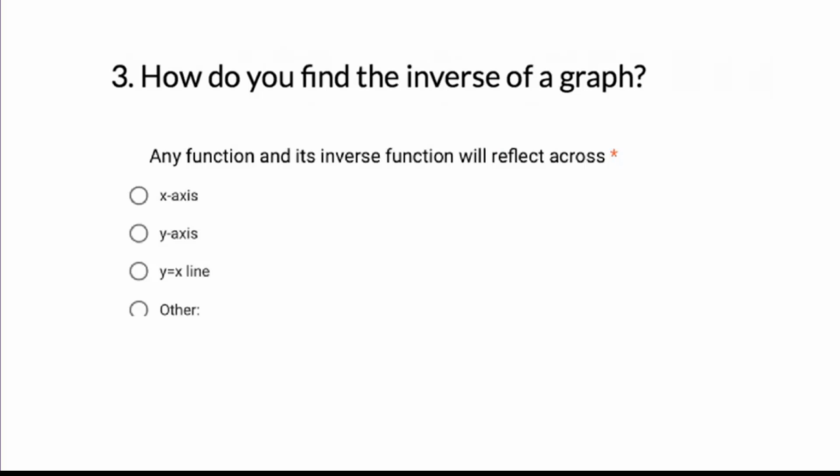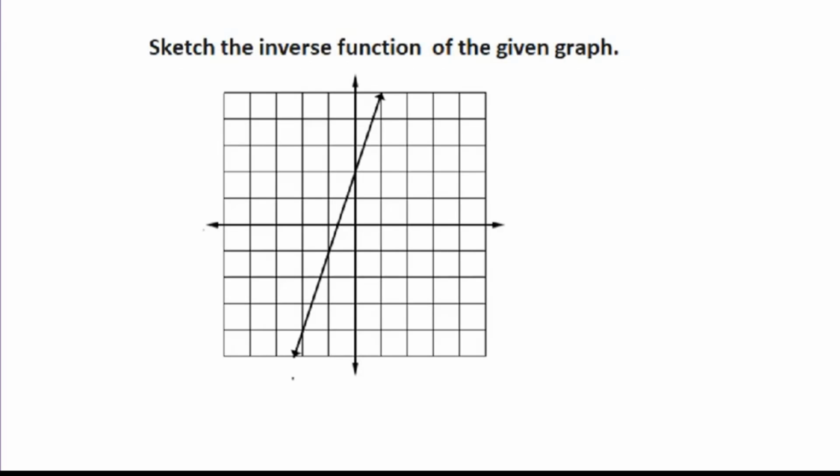Question 3. How do you find the inverse of a graph? We know any one-to-one function and its inverse function will reflect across the y equals x line. Now let's do some practice on how to sketch the inverse function of a given graph. First of all, we know that the graph will reflect across the y equals x line. So you need to draw y equals x first.